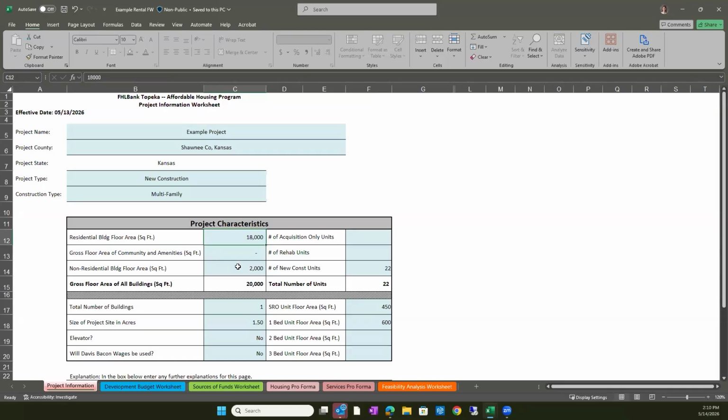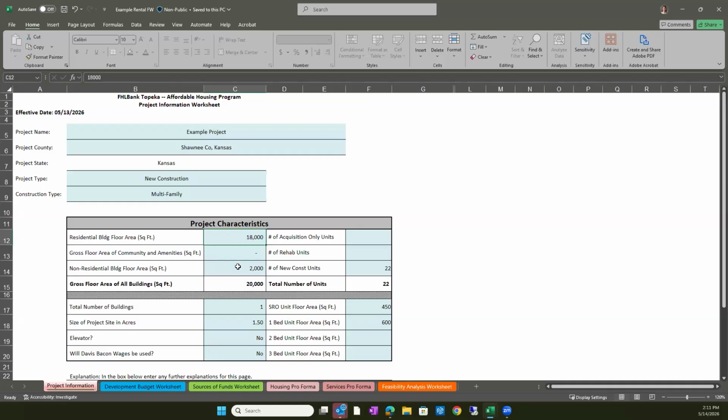So if you are uncertain if you have non-residential space in your project, please feel free to reach out to us. We'd be happy to figure out if it's something we would consider non-residential, or if it may just be considered an amenity or a community space for the residents of the property as a whole and still be considered residential from that front.